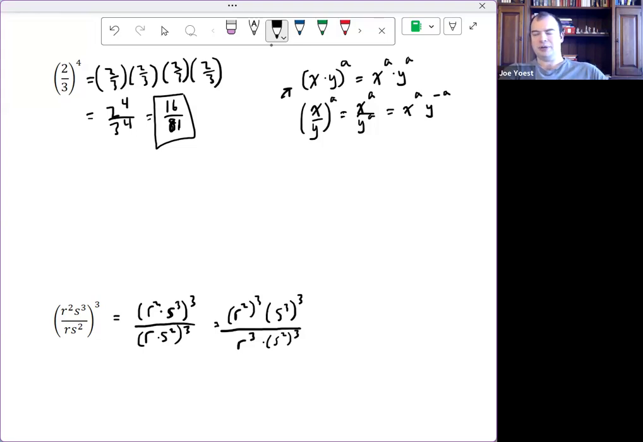And now I have a bunch of powers to powers. Remember that x to the a to the b power is x to the power a times b. So when I have a power to a power, I multiply the powers together. So this is r to the power 2 times 3, or 6, times s to the third power, or that's s to the 3 times 3, or s to the 9th power. That's divided by r cubed times s squared to the third power. So that's s to the 2 times 3, or s to the 6th power.